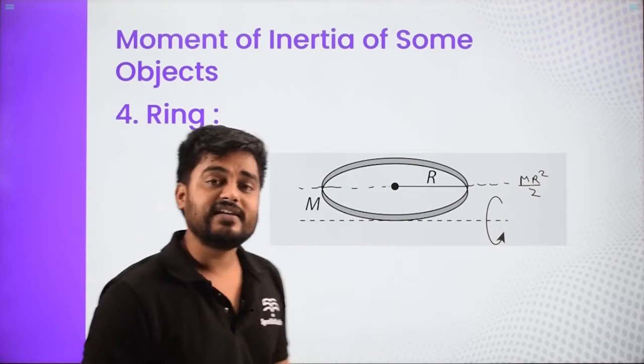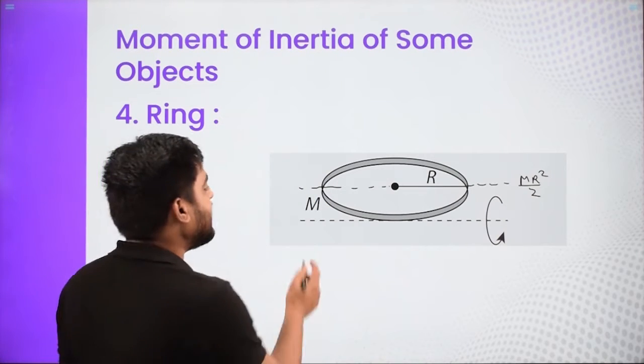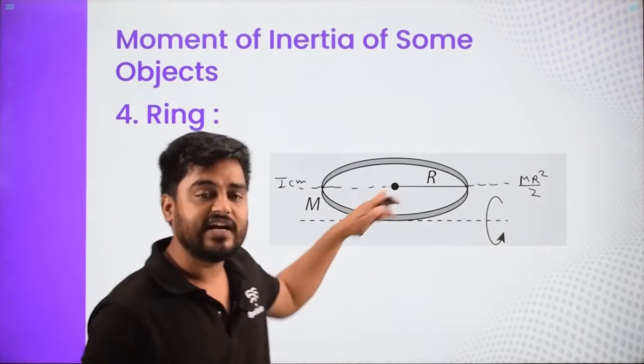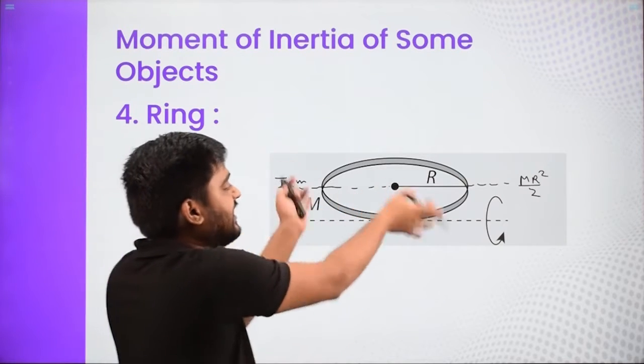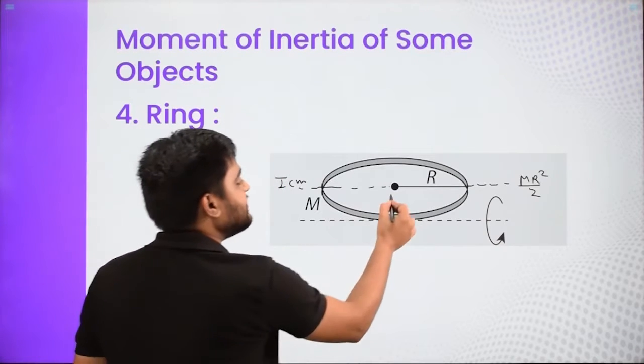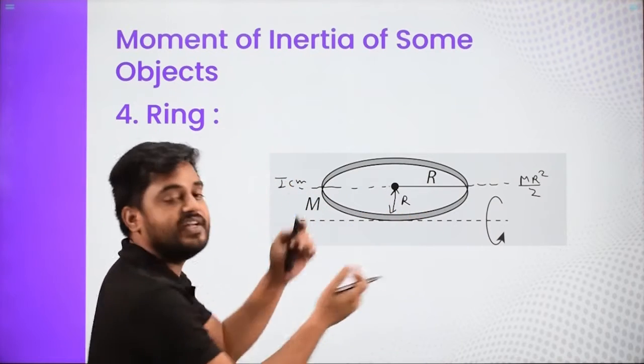To apply the parallel axis theorem, what do we need? We need two things. One is the ICM. So here I am going to call this axis as ICM. This axis is passing through center of mass because center of mass of the ring lies at the center, right? And the distance. So distance between these two axes is nothing but r, that is equal to the radius itself.